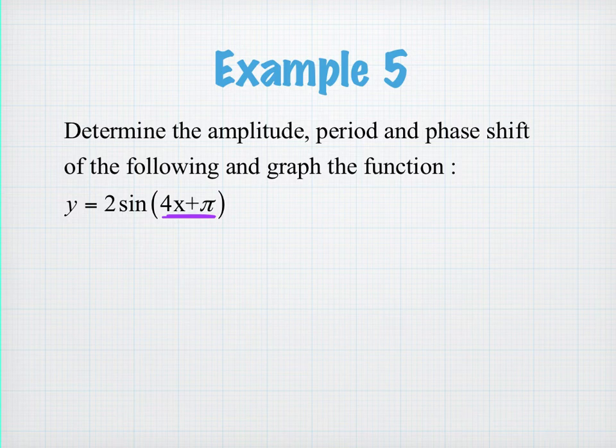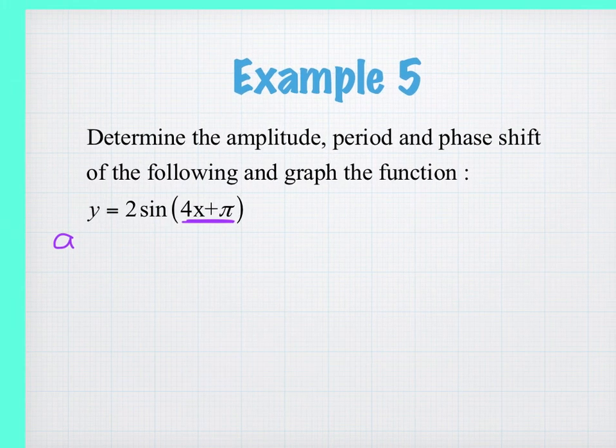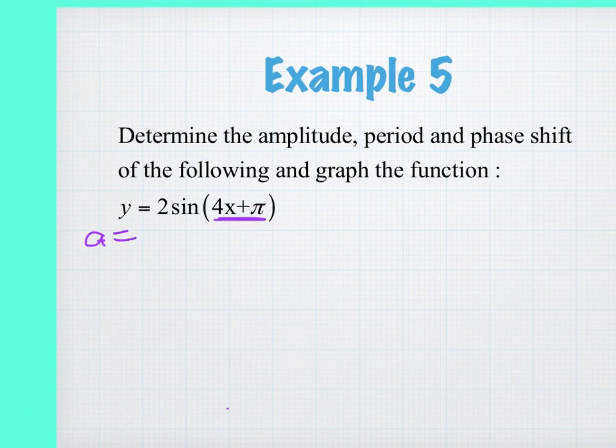These are the least fun, I'll be very honest with you. It's an extra step, okay? But you could do it. So I start the same exact way. Find the amplitude. A is 2, which means my amplitude is 2. B is what? Close. Well, sort of. I mean, in the grand scheme of things, you're close. But what's in between the trig function and the x? What's that? 4. 4 is the b.